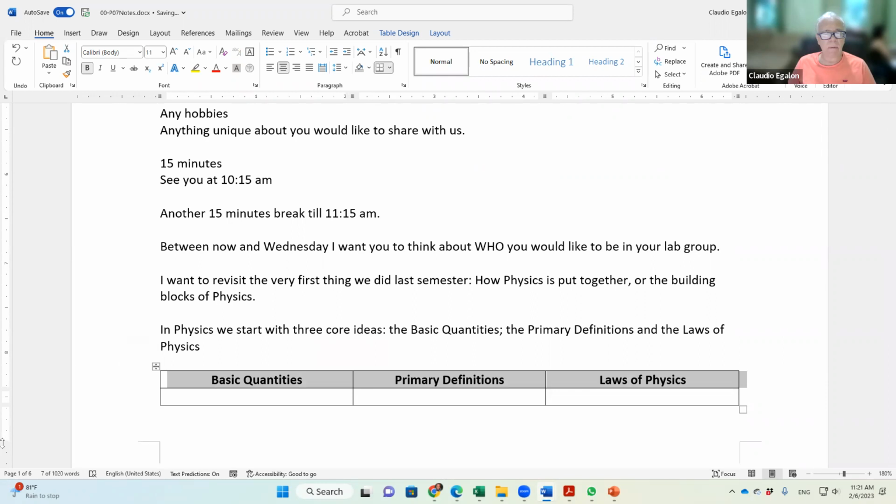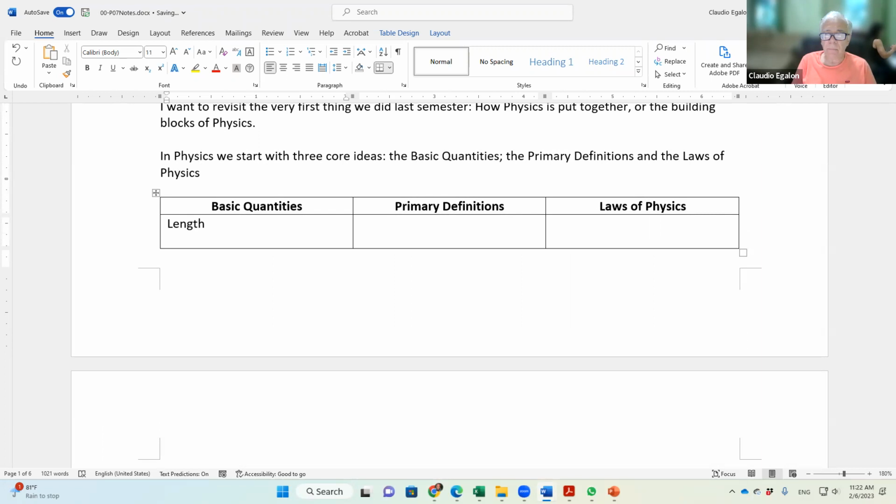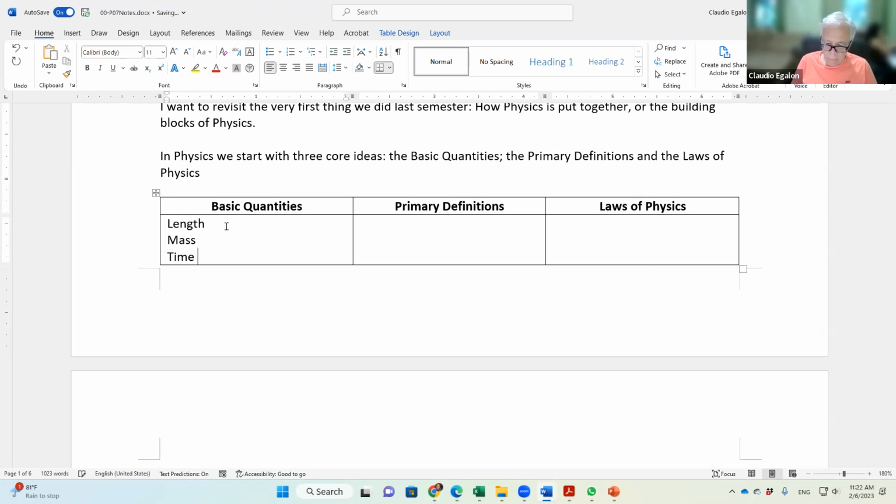At this point in time, hopefully you have already memorized what we did before in mechanics. What are the basic quantities of mechanics? I'm not gonna do it this way, I'm gonna do it like that. Length, mass and time. Those definitions showed up for the first time in our course of mechanics.